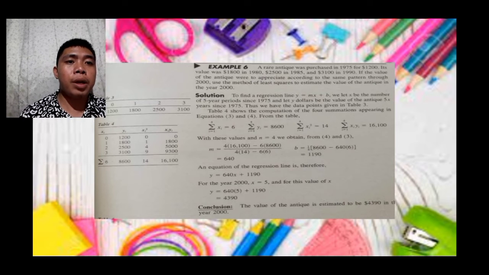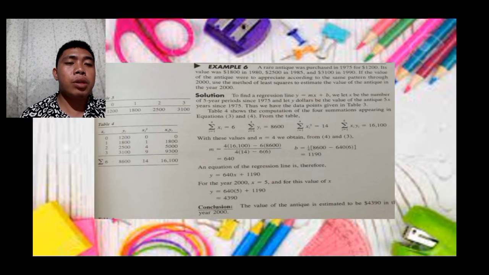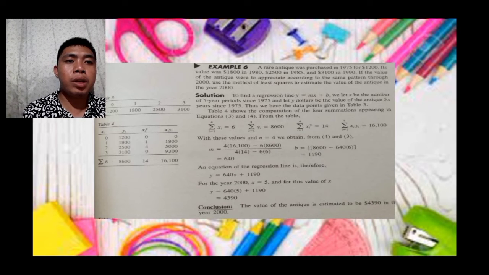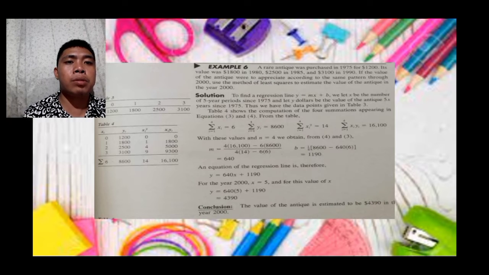Solution. To find a regression line y equals mx plus b, we let x be the number of 5-year periods since 1975 and let y dollars be the value of the antique 5x years since 1975. Thus, we have the data points given in Table 3. Table 4 shows the computations of the four summations appearing in equations 3 and 4 from the table.